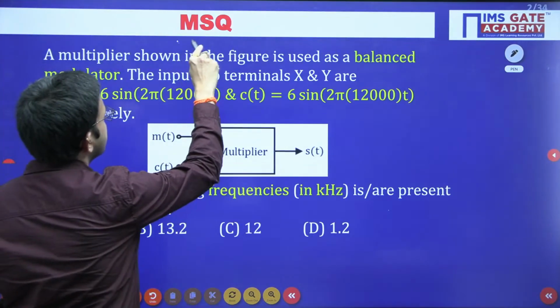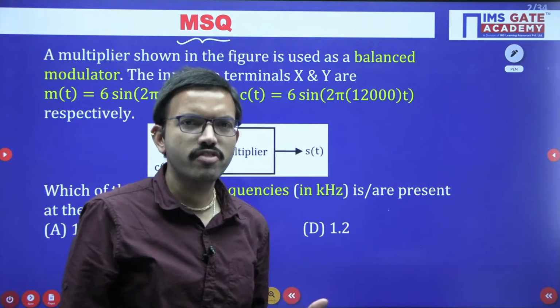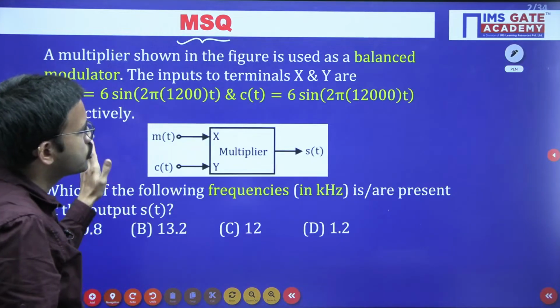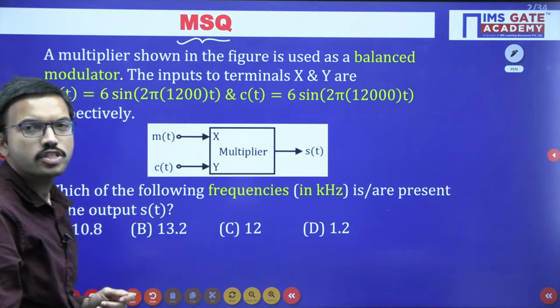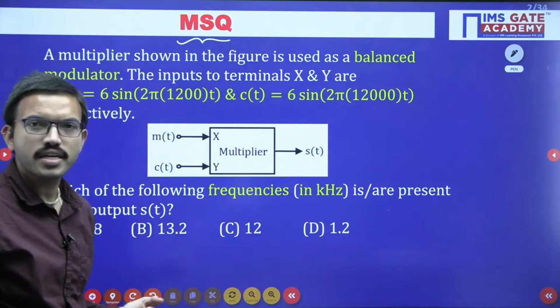This is the MSQ question. That means either one option or more than one option can be correct. This is a question related to DSB-SC. Kindly read the question and choose all the possible correct options. Whichever options are correct, you have to choose all of them.